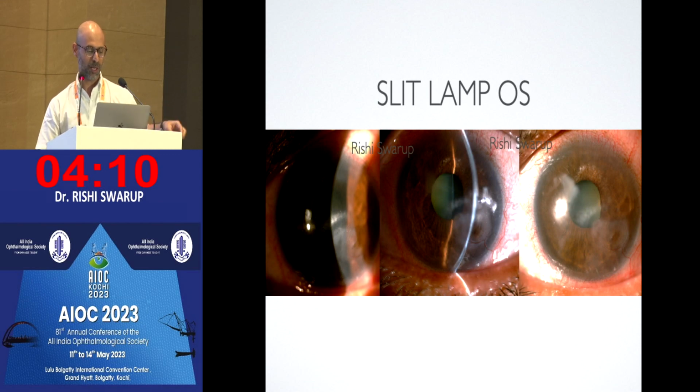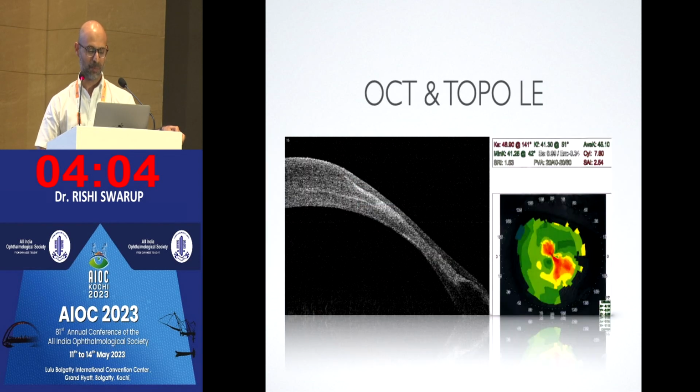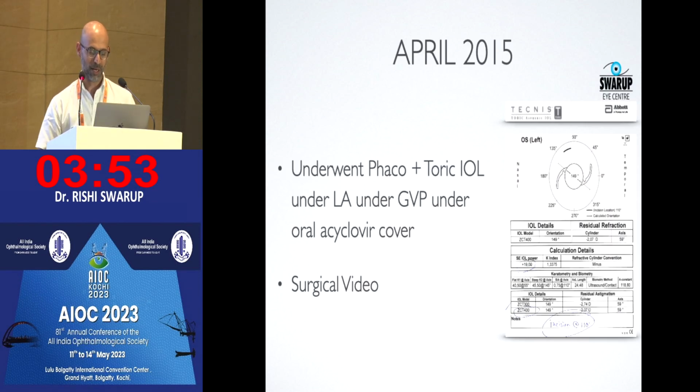So this is what the cornea looked like. You can see there's a focal thinning inferonasally. There's quite a bit of scarring. Luckily, the visual axis per se was not so bad. And that's what the topography looks like. So you can see that you have a bow tie which is largely symmetric, even though it may be larger on one side. So we went ahead and did a toric IOL. This was a Technis toric, in fact, and under acyclovir cover.